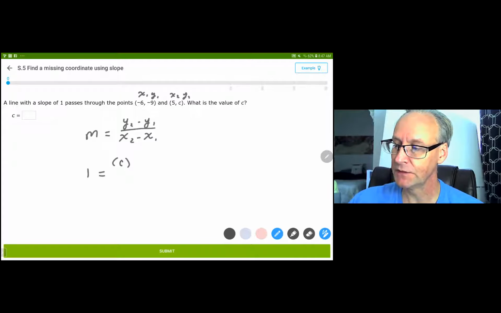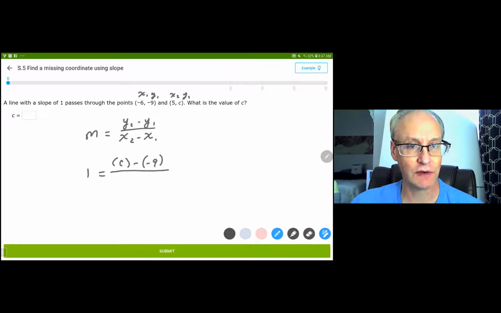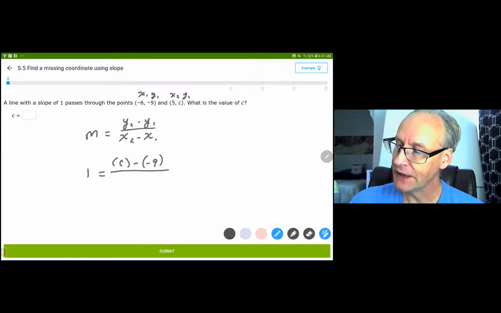So I'm going to substitute for Y2, which is C. Y1 is negative 9. And you'll notice that I put parentheses around it. It's important because there's that double negative. It's going to give you trouble. And in the denominator, we have 5. It's important that you go in order, minus negative 6.